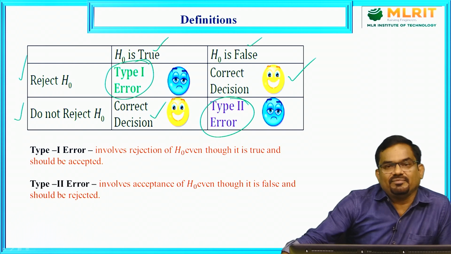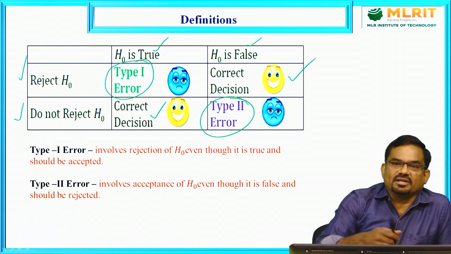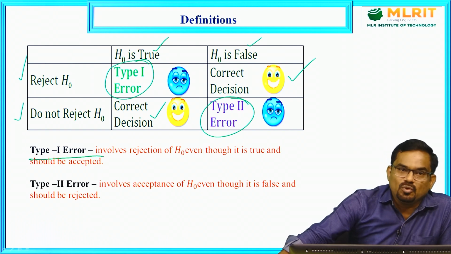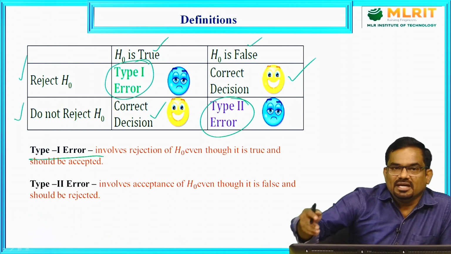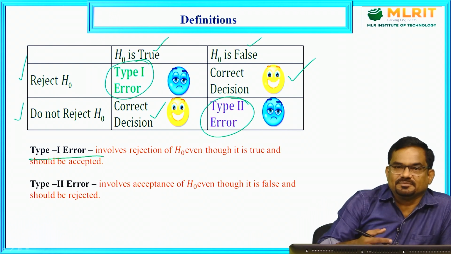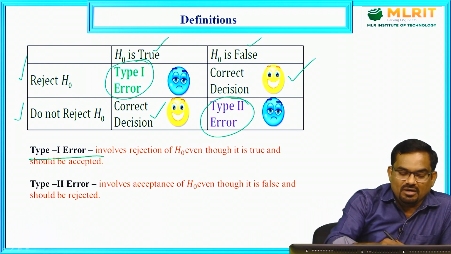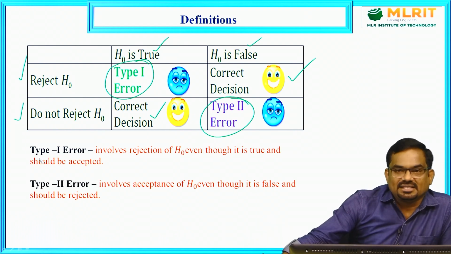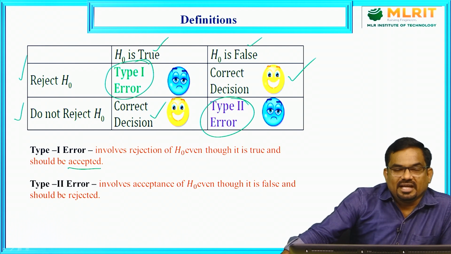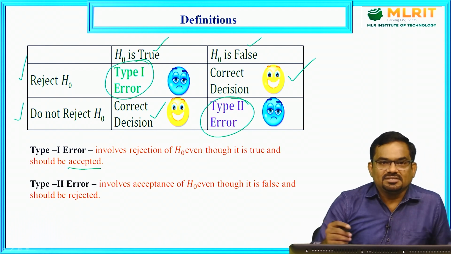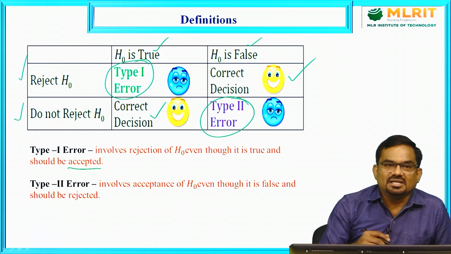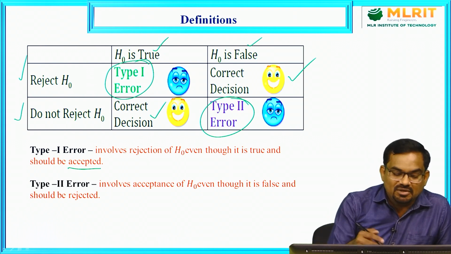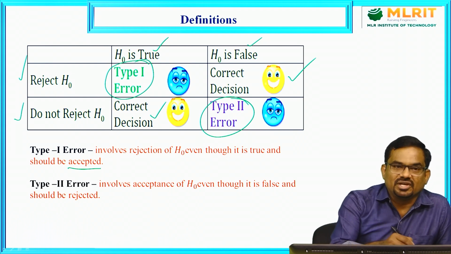So how can we define these two errors? Type 1 error involves rejection of H naught even though it is true and should be accepted. Actually H naught is true but we are rejecting it. And type 2 error involves acceptance of H naught even though it is false and should be rejected. As H naught is false, we should reject it, but we are accepting it. So in this case type 2 error exists.